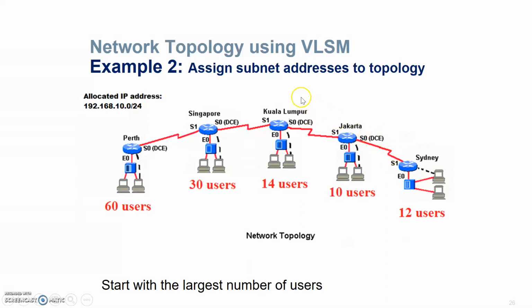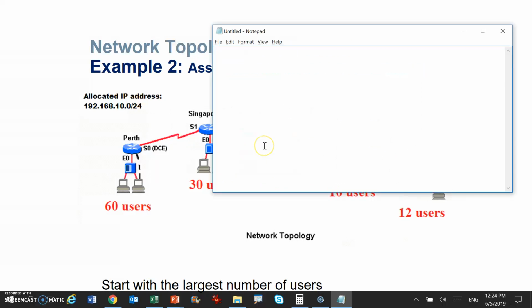The key to doing subnetting is we must always start with the largest number of users. And obviously, it's Perth. Perth will need 60 users. In this example, I shall use the shortcut method. This is the IP address that we are given, 192.168.10.0/24. First we shall create a subnet that can fit 60 users.